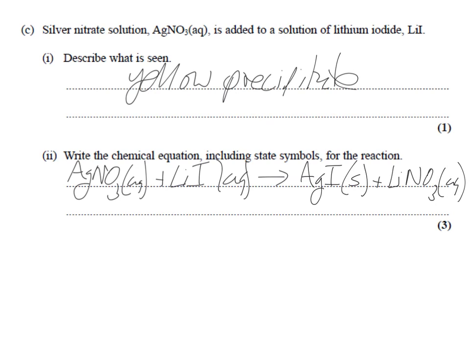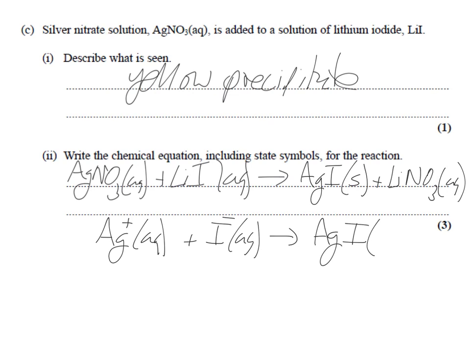You might think, could I draw an ionic equation for that? Yes, you could. That would get you the 3 marks. The ionic equation there would be showing that the silver ions, which are aqueous, combine with the iodide ions, which are also aqueous, to form that yellow precipitate.